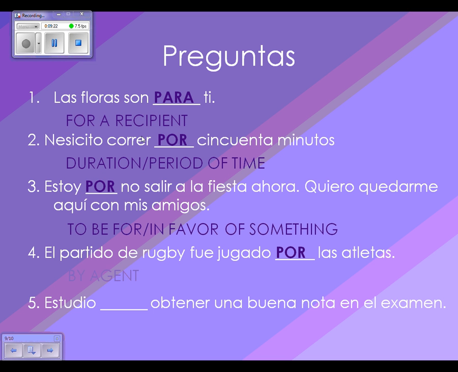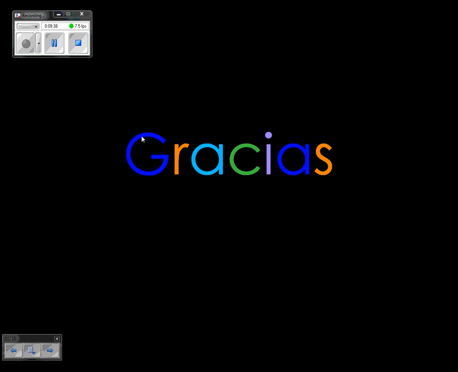4 is por, by agent. The game of rugby is played by athletes. 5 is para, purpose or in order to. In order to get a good grade on the exam, I study.